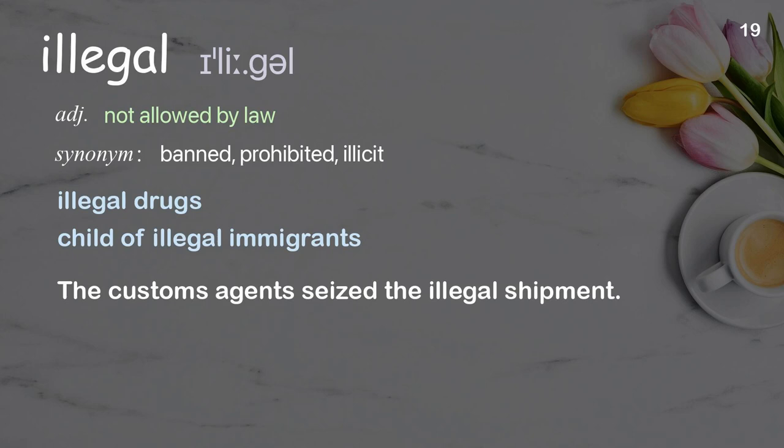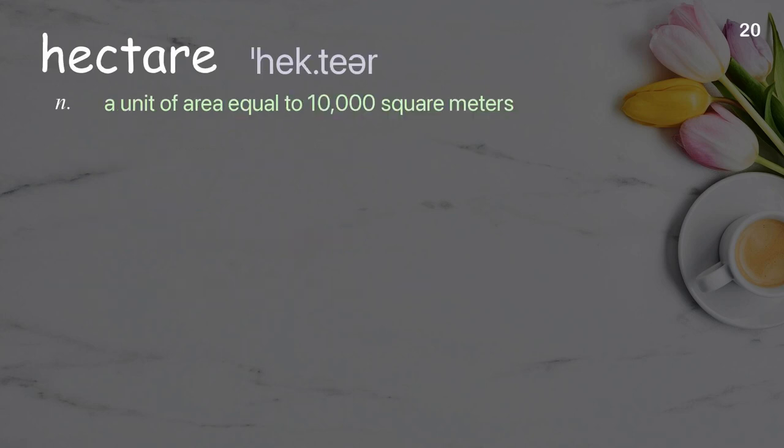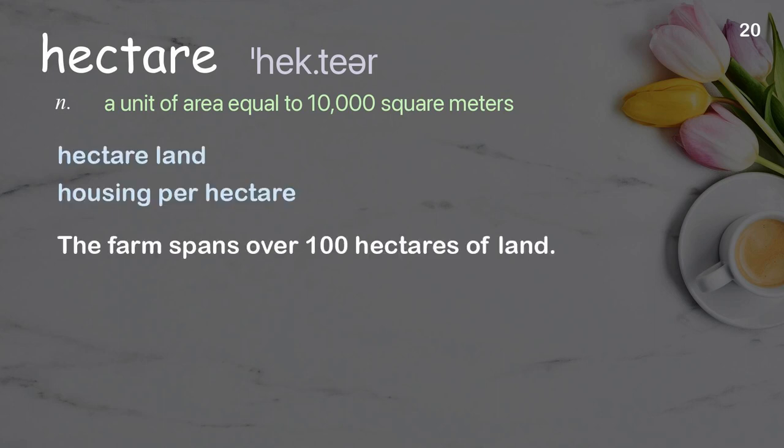Hectare. A unit of area equal to 10,000 square meters. Examples: hectare land, housing per hectare. The farm spans over 100 hectares of land.